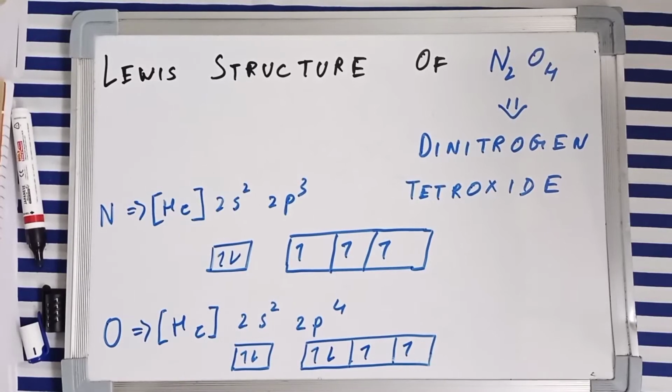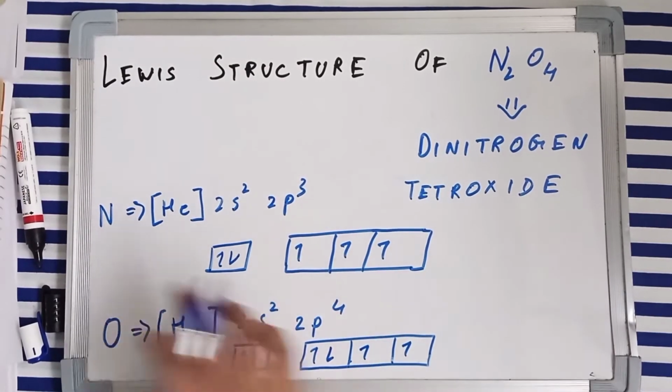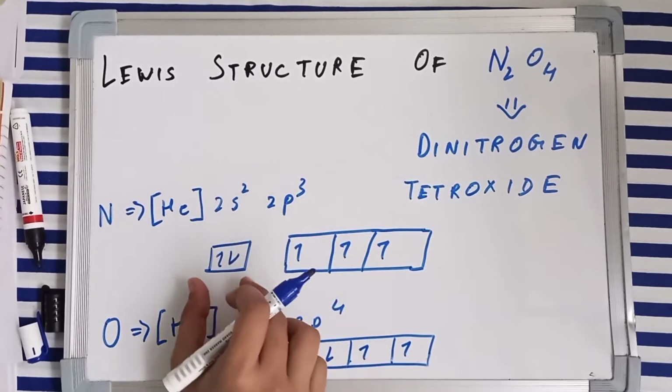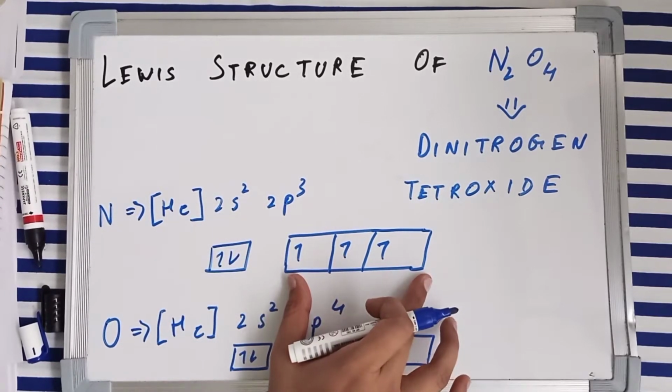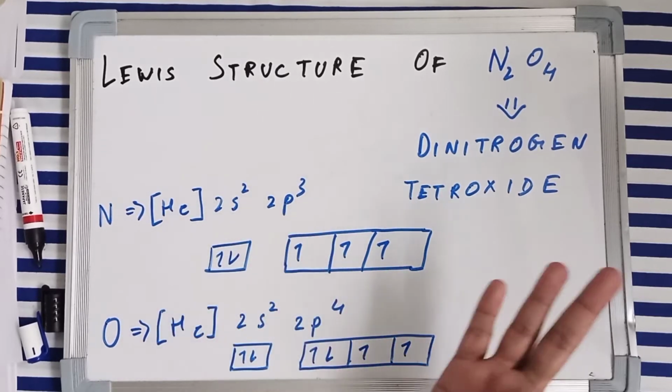In order to draw the Lewis dot structure of N2O4, dinitrogen tetroxide, we need to find the valence electrons of the atoms present in this molecule. So the electronic configuration of nitrogen is 2s2, 2p3. The orbital diagrams for 2s and 2p are respectively these two. And in 2s, you've got 2 electrons, but in 2p, you've got 3 electrons.